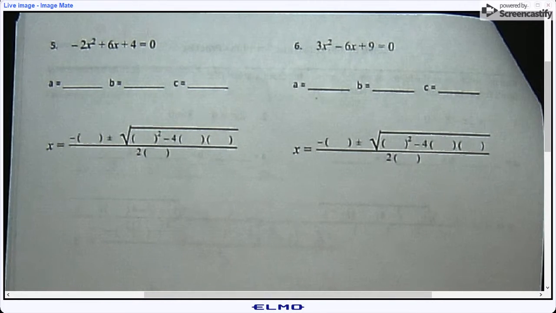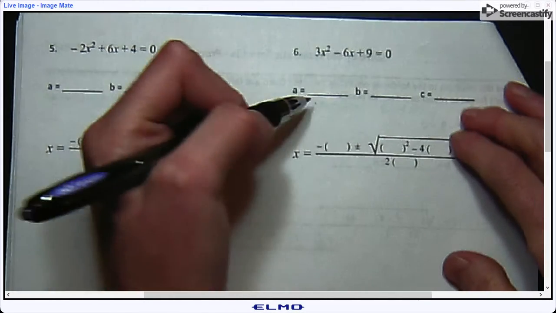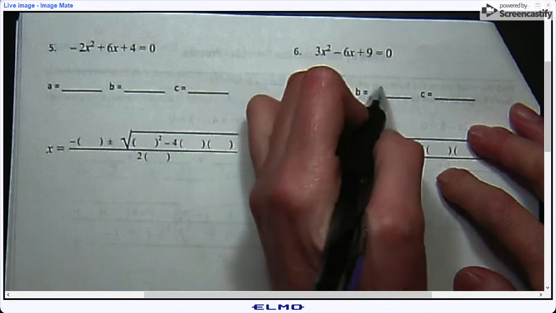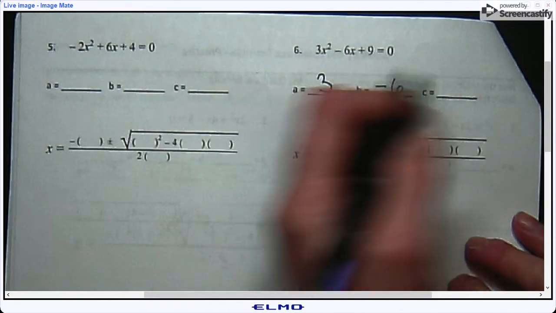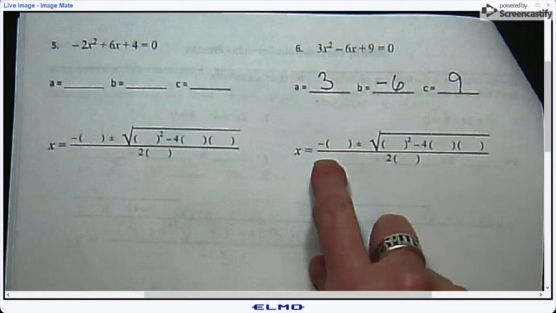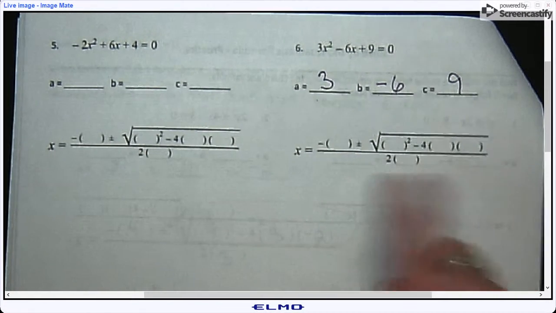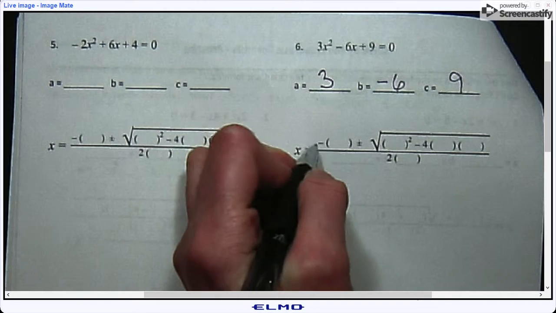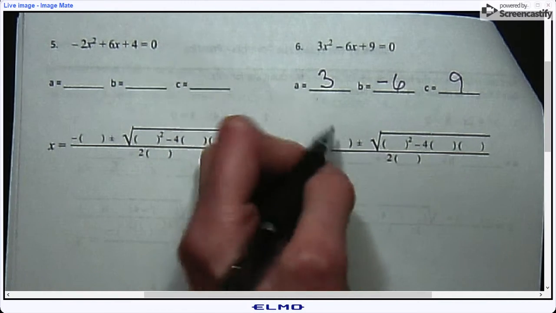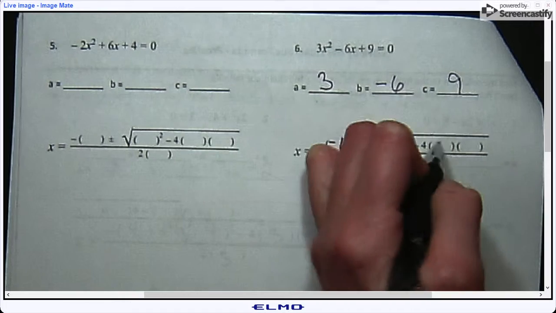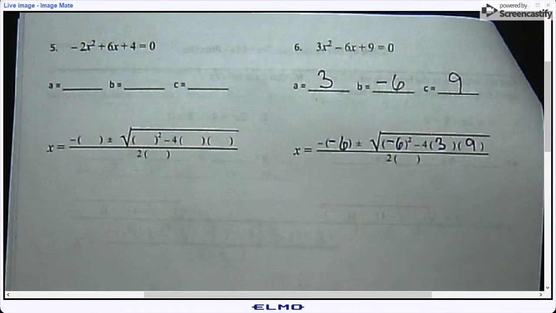Always, first things first, identify A, B, and C. A is a positive 3, B, negative 6, C, positive 9. Now replace your A, B, and C. If you forget, look at the very first page of your notes and it'll have your letters in there. Negative B, B, A, C, A. We have our negative parenthesis. What goes inside of it? Negative 6. Negative 6, 3, 9, 3.